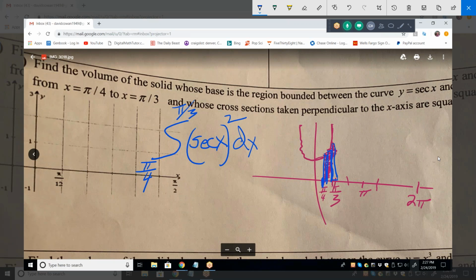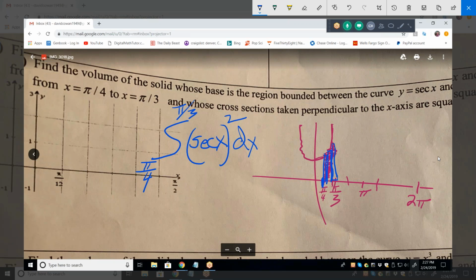dx. In other words, if you imagine each of these squares to have very, very small thinness, imagine a deck of cards that were cut in various shapes of squares, and you put them side by side, you would create this object they're talking about. Right. The first square would have a dimension of secant of pi over 4. The last square is going to have a dimension of secant pi over 3.